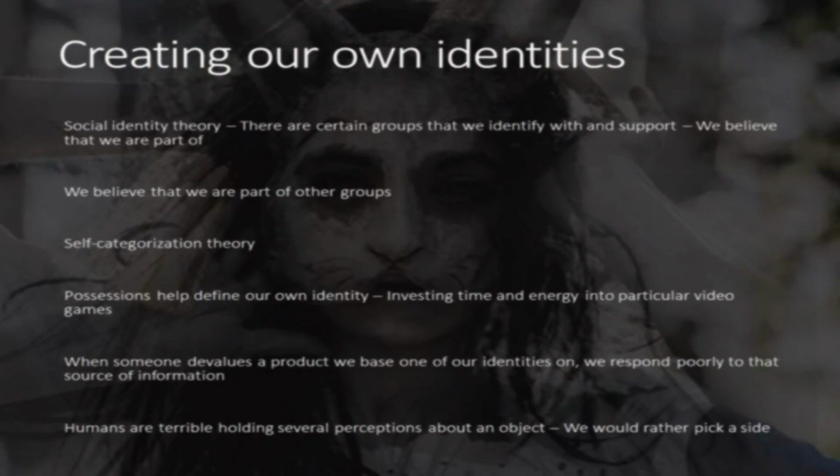Creating our own identities. We create our own identities through gameplay. Another reason to protect ourselves. Social identity theory states that there are certain groups that we identify and support with. We believe that we're a part of these groups, and we self-categorize ourselves. Self-categorization theory also states that we're inclined to find our group. We perceive our world in categories. And so no, we don't have a membership card, but we believe we're part of those groups anyway.